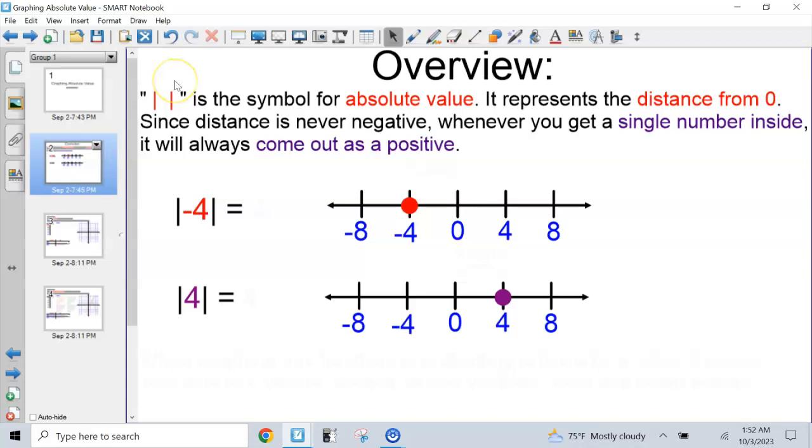So these two bars are a symbol for absolute value. It represents the distance from 0 on the number line. Since distance is never negative, whenever you get a single number inside, it will always come out as a positive number. So here's a quick example.